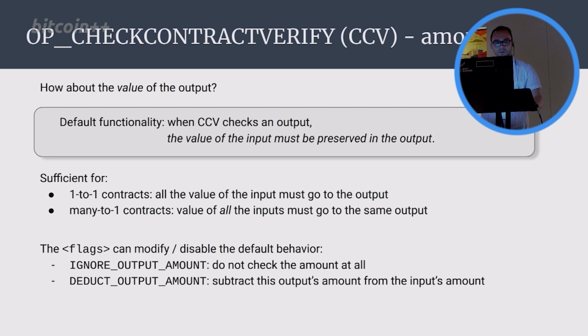And there are some additional flags that are implemented that allow some modified behaviors. One is you can decide, okay, I want to check the program, but I don't want to check the amount. And another one that we'll see a use case later is that you can subtract the amount of this output from the input amount. What does it mean? That if you later have another call to check contract verify with a different output, then you will only check the reduced amount. So you basically pipe some of the amount to some output and then the rest to some different output, which is a niche use case perhaps, but useful for some implementations.